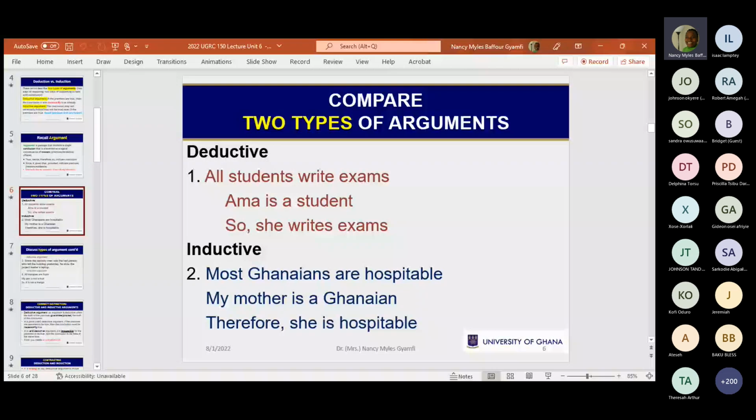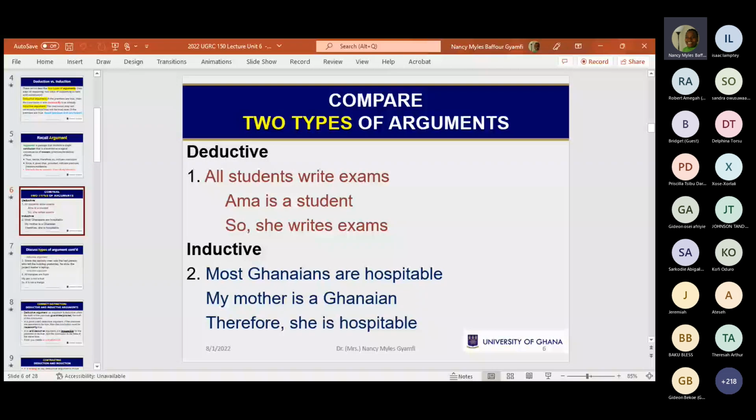So the point is, it might not actually be true by observation that all students write exams, that premise. Then Amma is a student. The Amma in question may be a cook. She's not studying. She may be the house help. She may even be the lecturer, and so on. So she might not even be a student. Therefore, when we are talking deduction, and I want to chip that in quickly, we are not talking about actuality, actual observation. That is why we say validity is not proof.